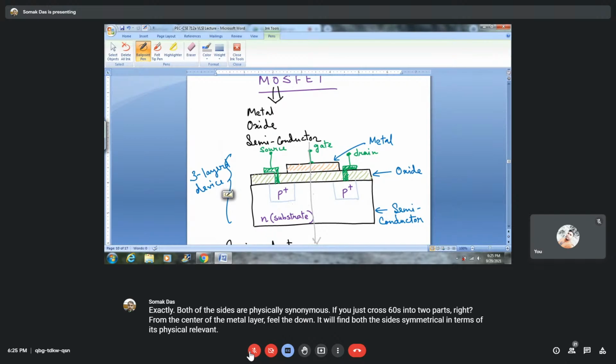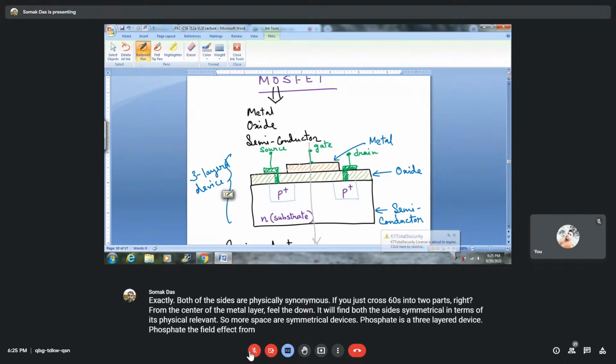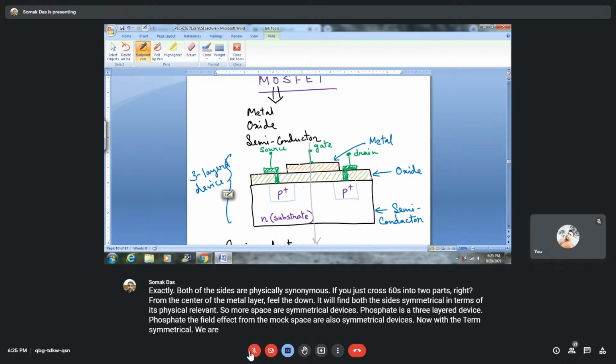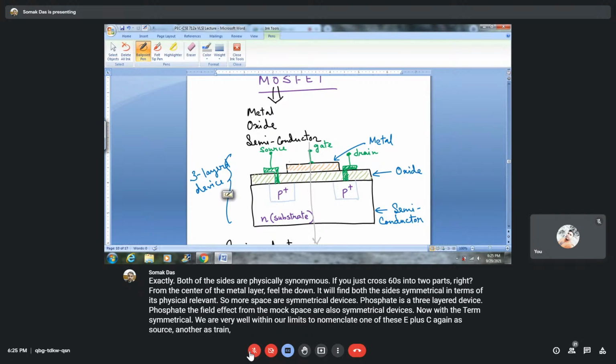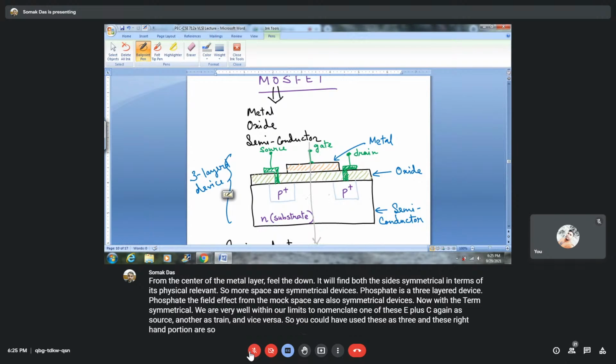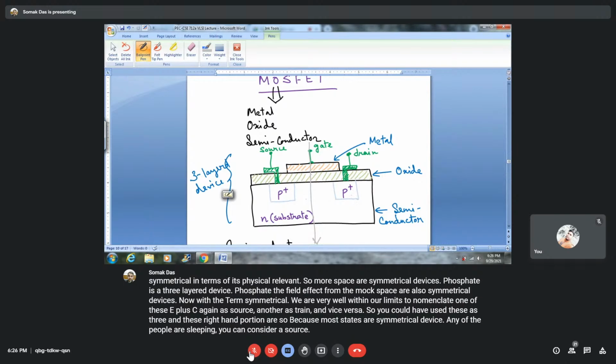So MOSFETs are symmetrical devices. MOSFET is a three-layered device. MOSFET is a field effect transistor. MOSFETs are also symmetrical devices. With the term symmetrical, we are well within our limits to name one of these P plus regions as source, another as drain, and vice versa. So you could have used this as drain and this right hand portion as source also, because MOSFETs are symmetrical devices. Any of the P plus regions you can consider as source, any as drain.